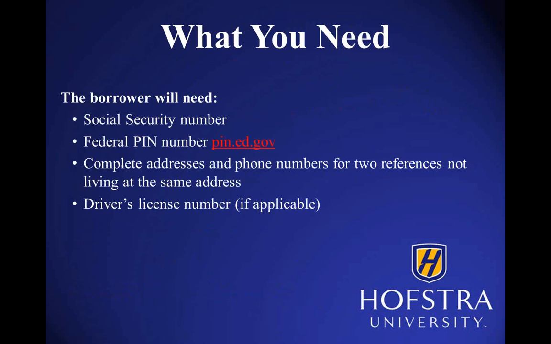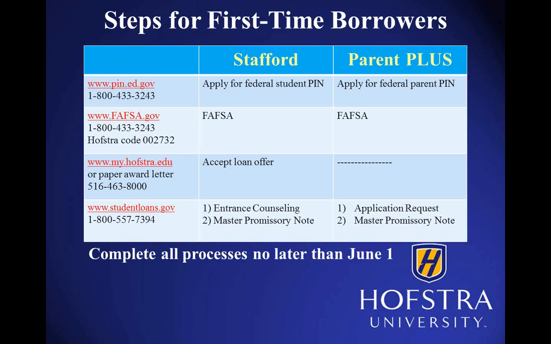The borrower will need their Social Security number, federal PIN number, complete addresses and phone numbers for two references not living at the same address, and a driver's license number if applicable. Steps for first-time student borrowers of the Stafford loans include applying for the student federal PIN, filing the FAFSA, accepting the loan offer, and completing two additional processes at studentloans.gov, which are the entrance counseling and master promissory note.